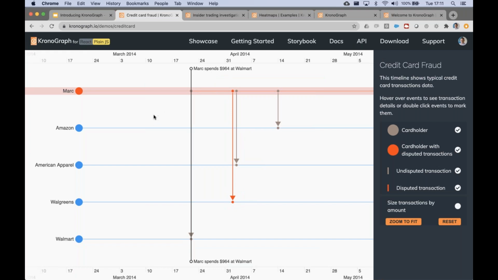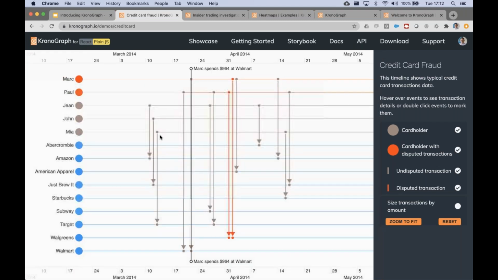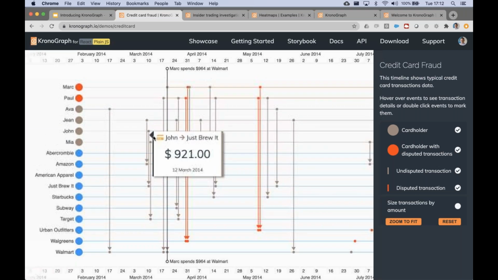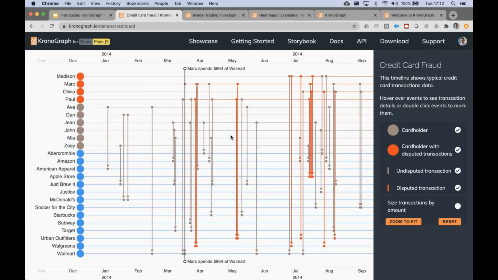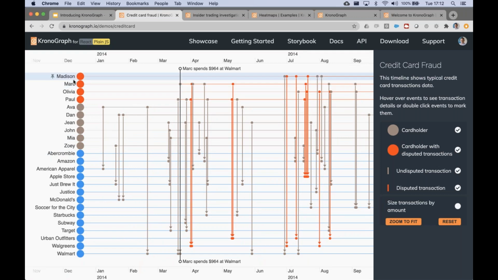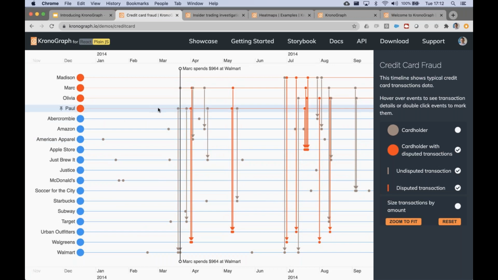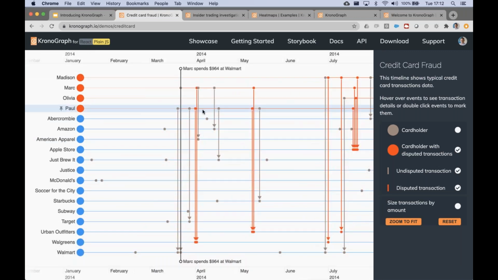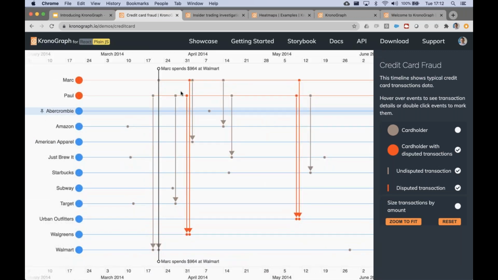and I'm tracking that event because it's interesting to me. What I can now do is bring in some more data, and I've got data on a lot more people. You can see the timeline is starting to get a bit more crowded now. We have a bunch of different credit card holders. Some of them are flagged in red because they have disputed transactions. I can just hide the others, and we can see some people who've got disputes, and it's very easy to spot another person here, Paul, who has a very similar pattern to Mark.